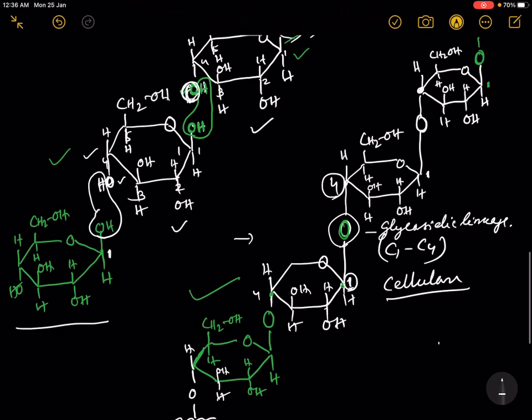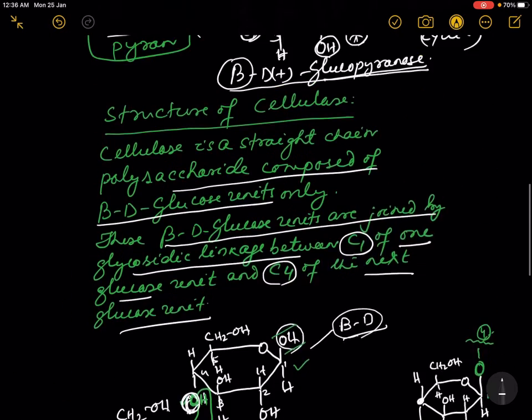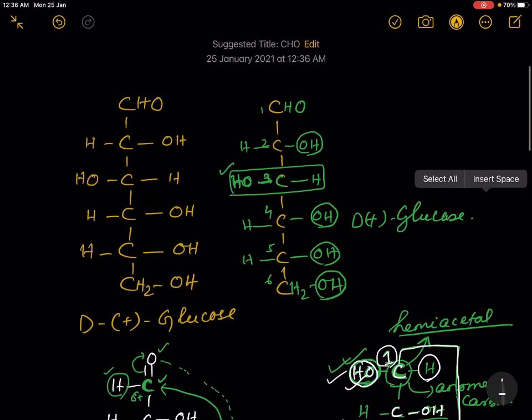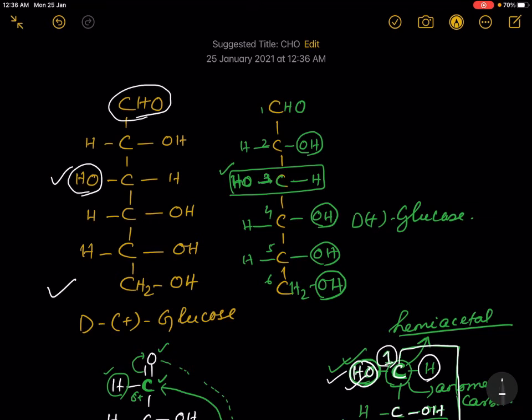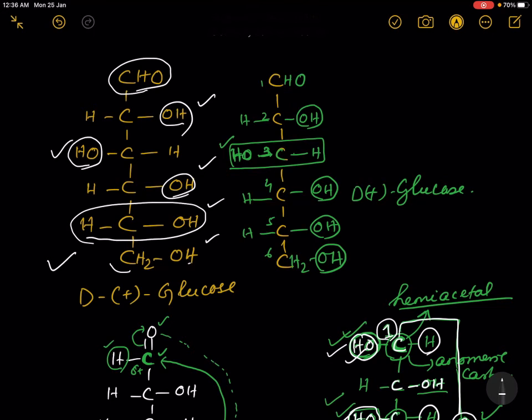So let me repeat again. You see, this is D plus glucose. This is the CHO group, and the OH group at 3rd position is on the left hand side. Then 5th position contains OH on the right hand side. There are 5 OH groups, 1, 2, 3, 4 and 5, and this is D plus glucose, and the OH at the 3rd position is on the left hand side. Now this is the open structure.